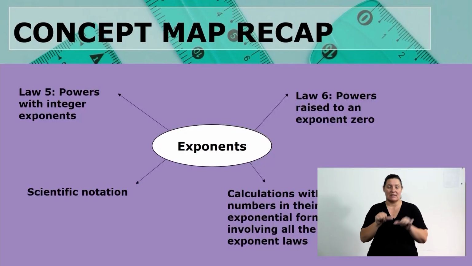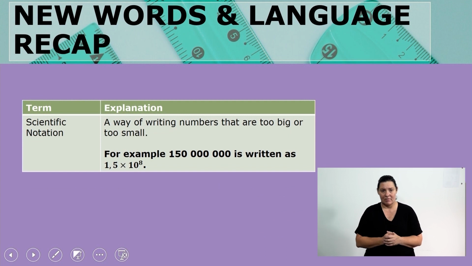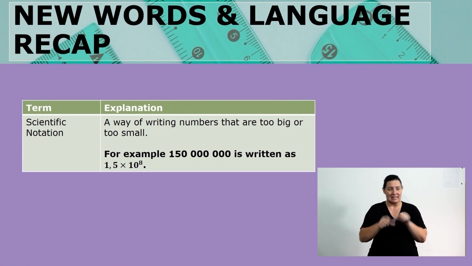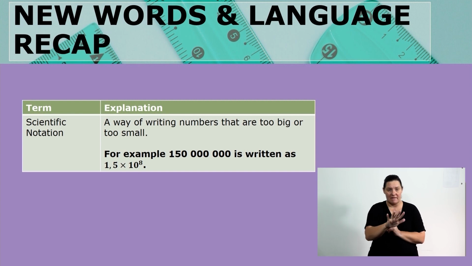So let us wrap up our lesson for today. In our lesson, we were working with exponents and scientific notation, where we worked with the powers with integer exponents, powers that have 0 as an exponent, and we worked on some calculations that involve all the exponential laws, and we worked with scientific notation. Now, remember what scientific notation means? It is a way of writing numbers that are too big or too small. For example, the 150 million, which can be written as 1,5 multiplied by 10 to the exponent 8.